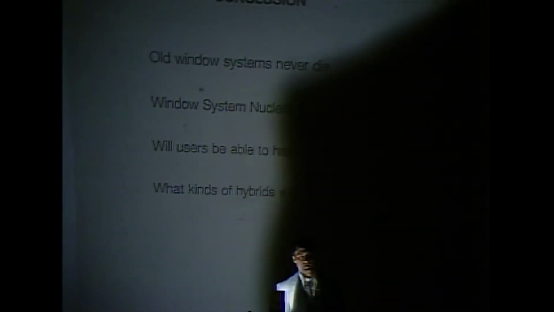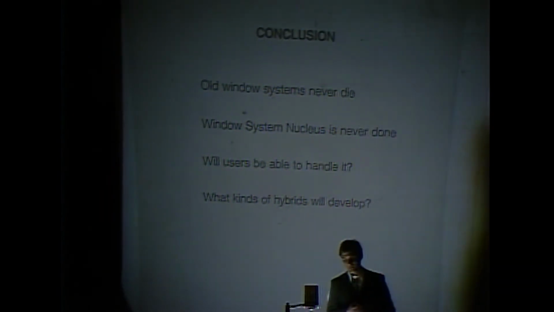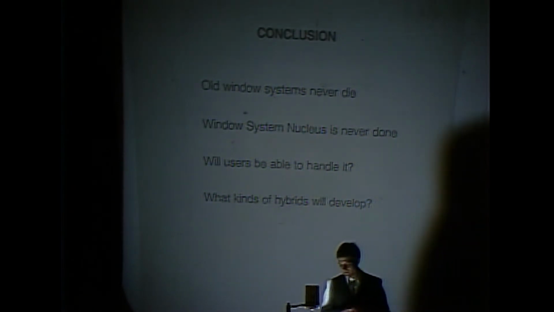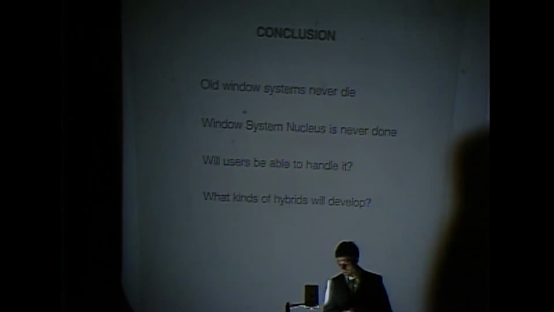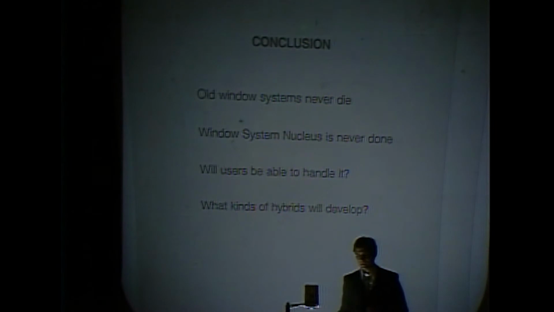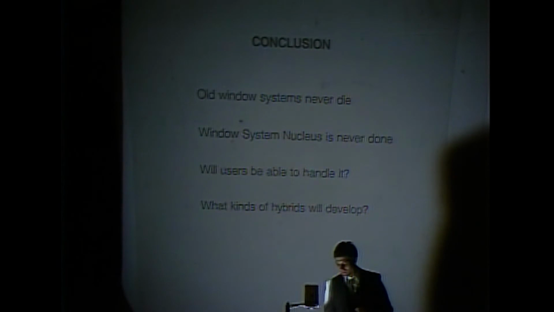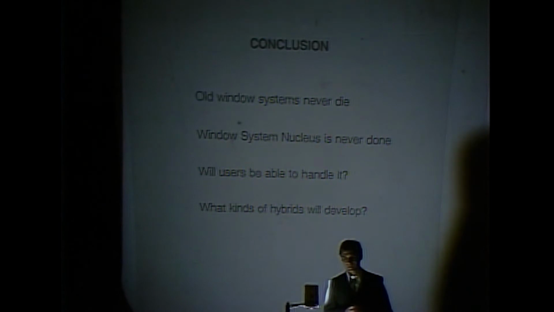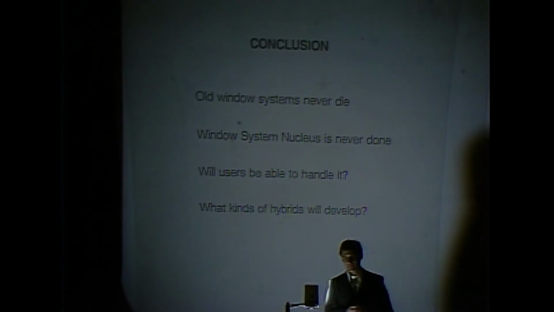Okay, I'll conclude with two statements and two questions. It appears that old Windows systems never die. We're trying to find a place on our screen for one such system, and we're also trying to find places on our screen for new Windows systems. The Windows system Nucleus is never done. We don't claim that X, Y, Z, come what will, the Windows system Nucleus has solved all the problems, but we've modified it enough just for X that we know we'll have to modify it again. But on the other hand, it's almost done.